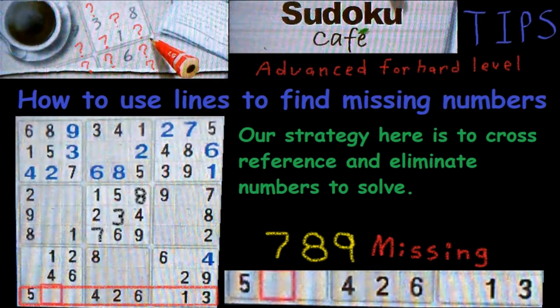And our strategy here is to try to cross-reference and eliminate numbers to solve. What exactly does that mean? Well, let's look at this right here. There's a box highlighted in green. And what we try to do is say, okay, what numbers are there in green that we can eliminate? You can see there's an 8 there. We couldn't quite solve in the green one there because it's just the 8.